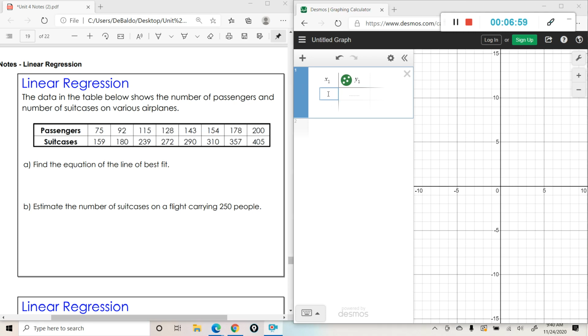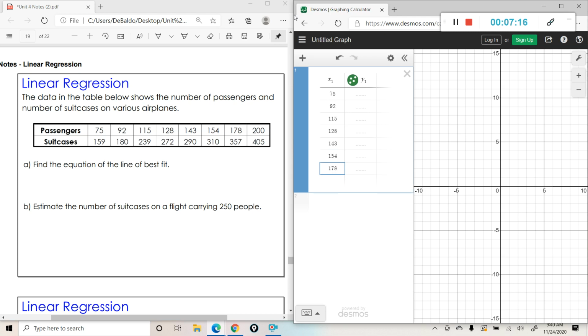So let's go ahead and put all of those passengers in there. So I'm going to go ahead and just start typing in all of those X values. And you can just put one in and then press enter. And that'll take you down to the next box. And anytime I put data into Desmos, I always just like to take another peek at it again, just to make sure everything is in there properly. Because if one number is incorrect, that's going to affect your actual equation and your answer. So I'm going to jump over to Y1. I'm going to go ahead and put all those suitcases in there. So go ahead and take a moment and do that.